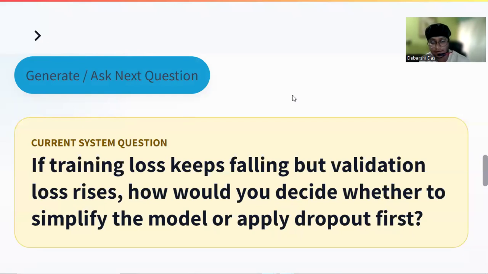If training loss keeps falling and the validation loss is rising, then what I would do is increase the data in the training model first. I will take the data from the validation side to the training side for the model to be better equipped with the patterns within the training data to be able to adjust the weights properly.